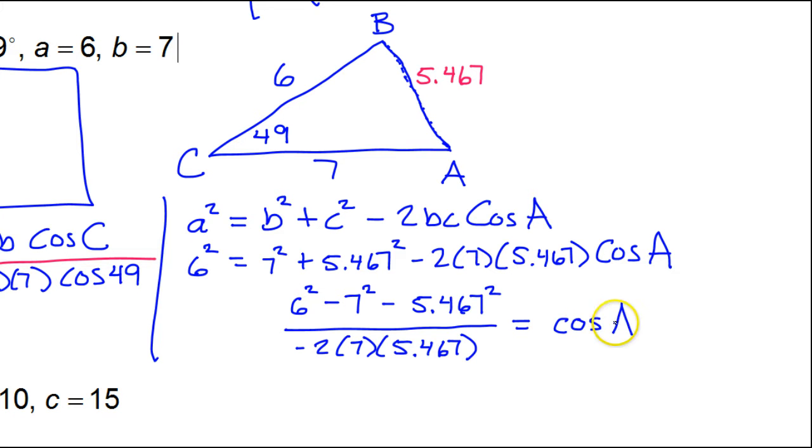Alright, that gets cosine A by itself. Of course, I want angle A. So if I want angle A, I need to do the inverse cosine of all of this. So I'm going to wind up doing the inverse cosine of this entire expression, and then that is going to give me the measure of angle A.